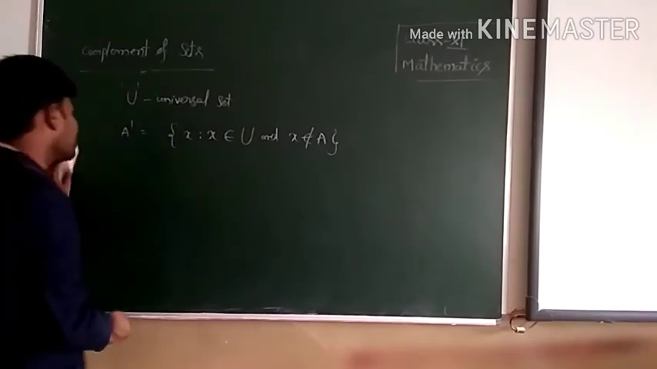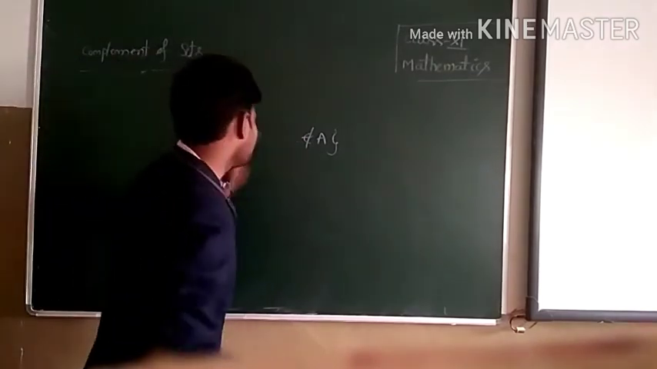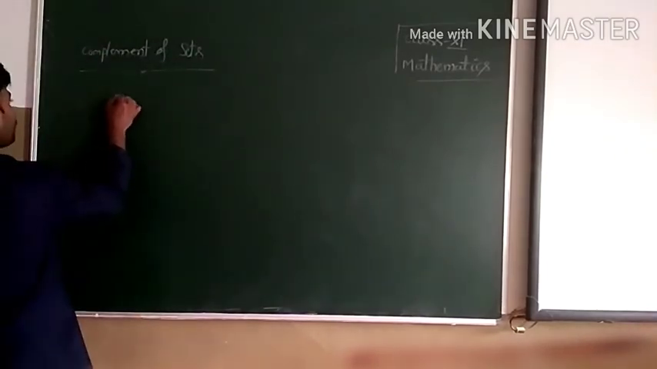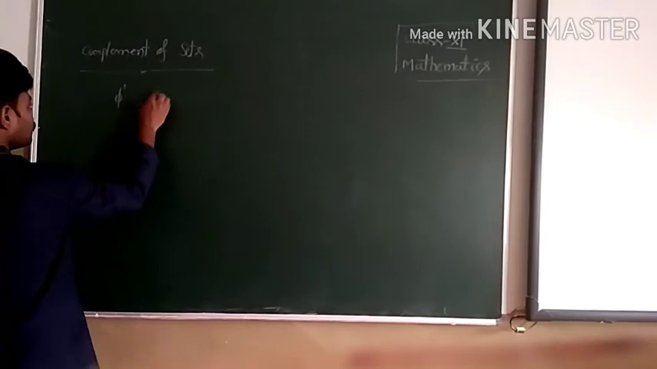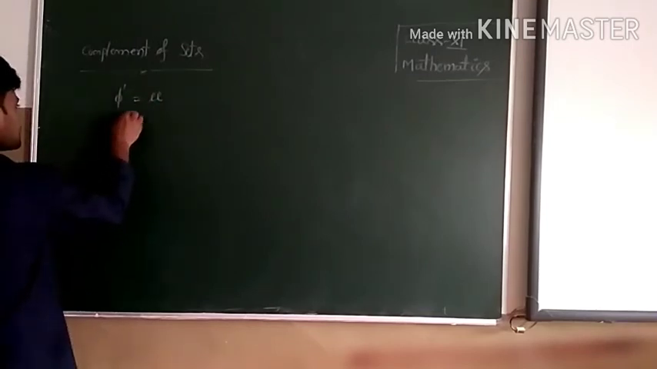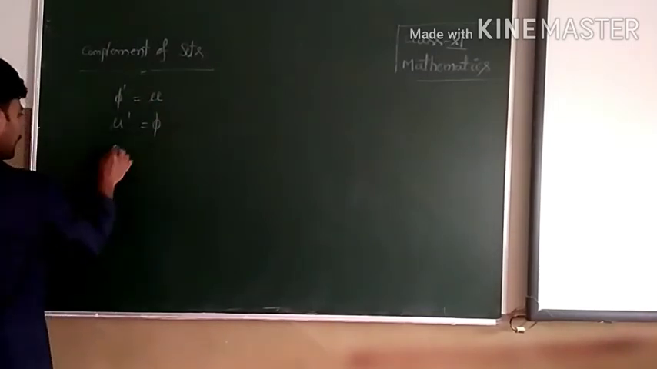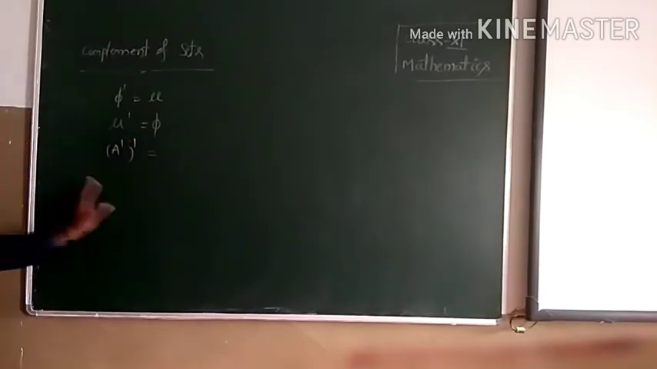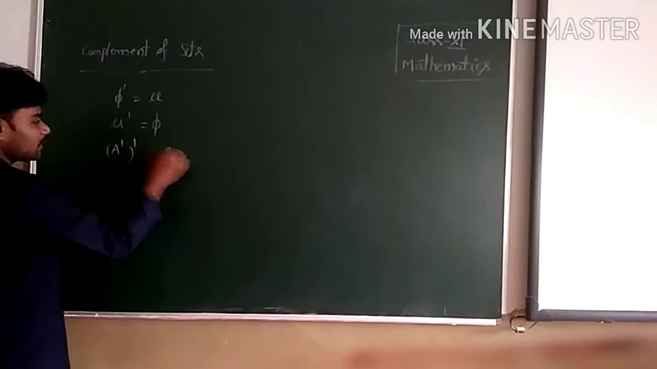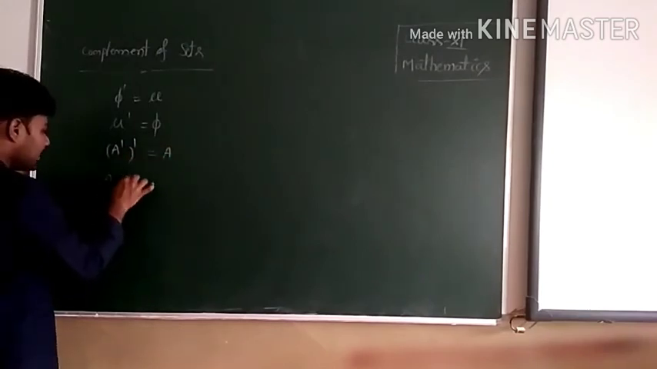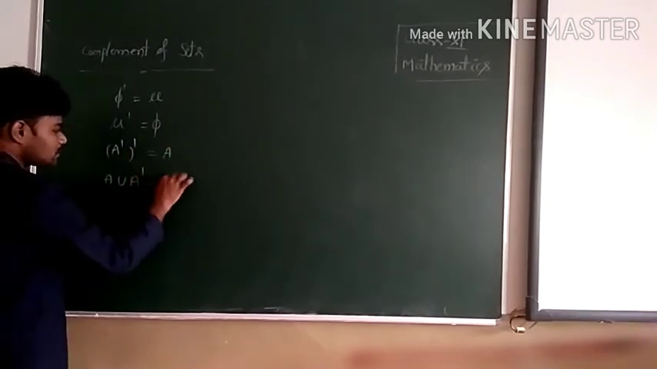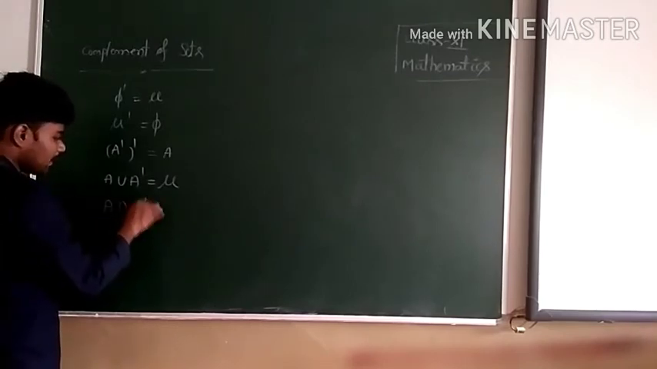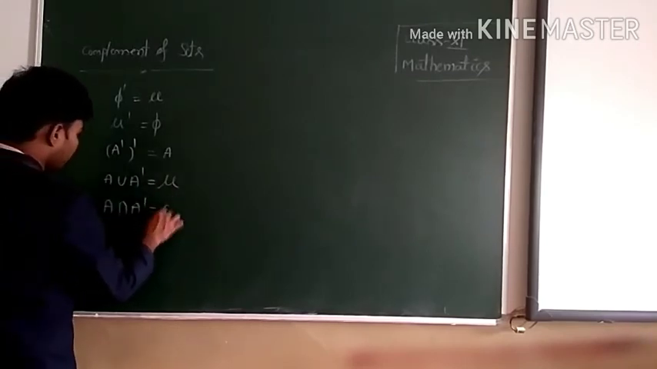So we have some properties under the complement of a set. Now let's see. φ' = U and U' = φ. The complement of the complement, which is called the double complement, (A')' is equal to A. And A union A' is equal to U, A intersection A' is equal to φ.